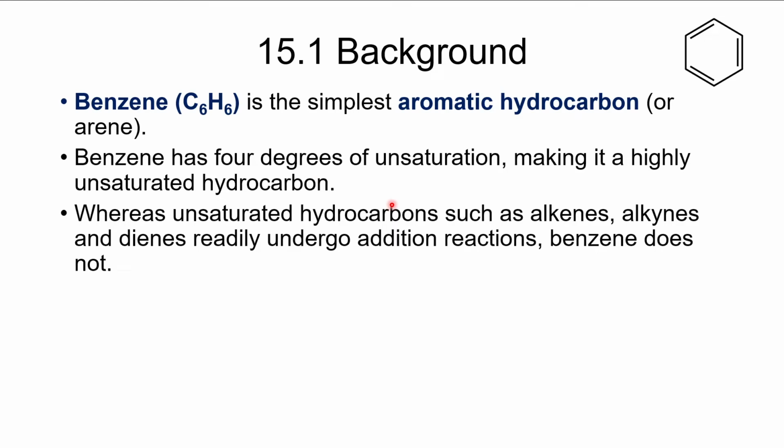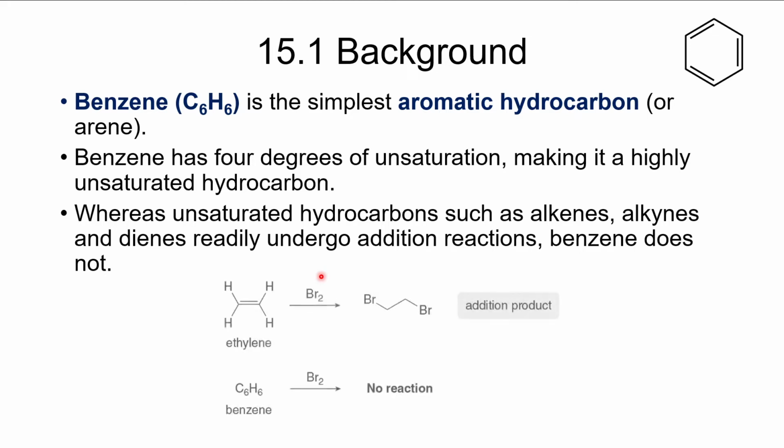Other unsaturated compounds like alkenes, alkynes, and polyenes will all undergo electrophilic addition reactions like this. So, for example, if we react ethylene with bromine, Br2, we will get 1,2-dibromoethane. If we take benzene and put bromine in with it, we get no reaction. If we put in bromine by itself, we get no reaction.